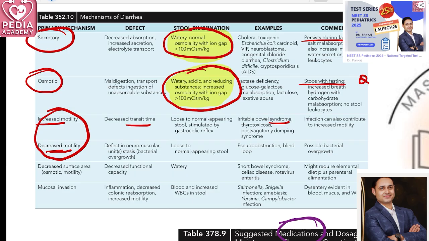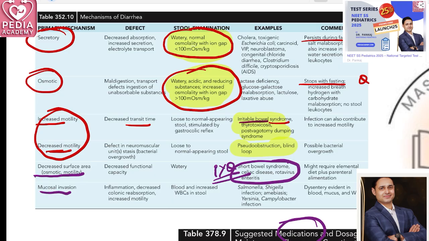In which conditions is there increased motility? Like IBS, thyrotoxicosis, post-vagotomy syndrome, dumping syndrome. In which conditions does it lead to decreased motility? It is pseudo-obstruction, blind loop. Decreased surface area occurs in conditions like short bowel syndrome, celiac disease, rotavirus enteritis. This rotavirus enteritis was asked in exam. So rotavirus enteritis leads to decreased surface area and osmotic diarrhea. Mucosal invasion by any bacteria can also cause diarrhea. So this is very important.